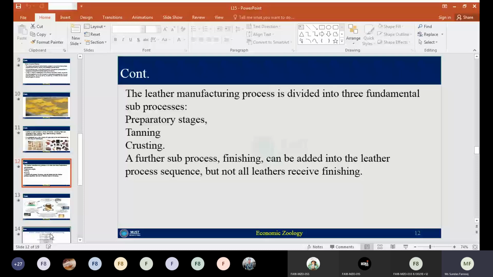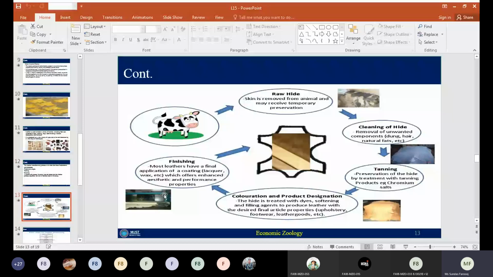So in the next slide you can see in this diagram the source of the different types of leather, which can mostly be raw hide from cattle sources. The raw hide, that is skin, is removed from the animal, and it may receive temporary preservation. This temporary preservation is a method in which we involve different types of salting techniques that will be considered suitable for preservation, so it can prevent decomposition or some other condition.